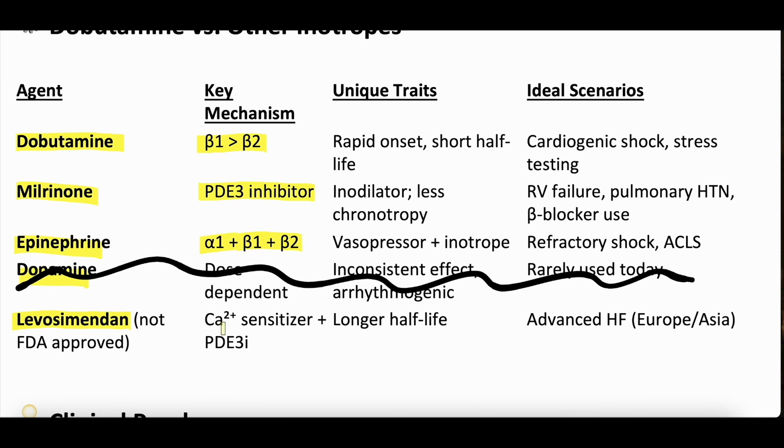And then levosimendan is actually a calcium sensitizer, which is so interesting. It causes the myocardial cells to be more sensitive to calcium, and when they get that calcium, it causes the muscle to contract. So it works differently than the other two as well.